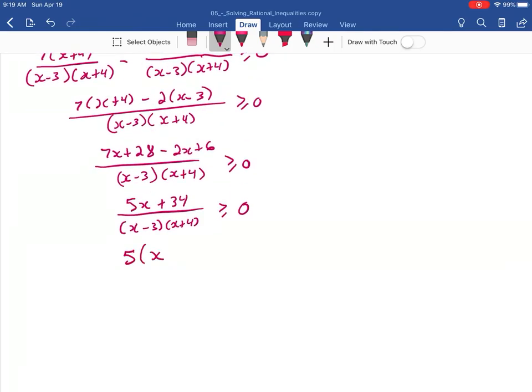I think you'll find it easier to factor whenever you can, and it's a weird factor here. And I'm going to use a decimal.